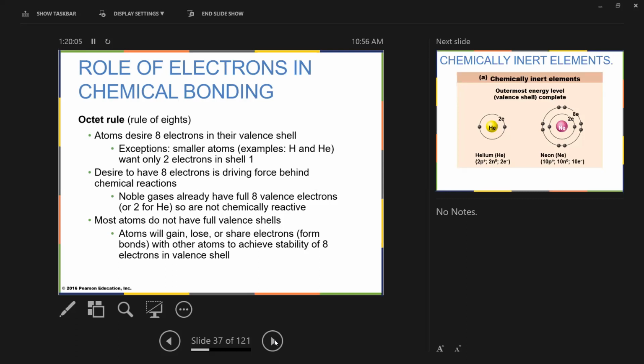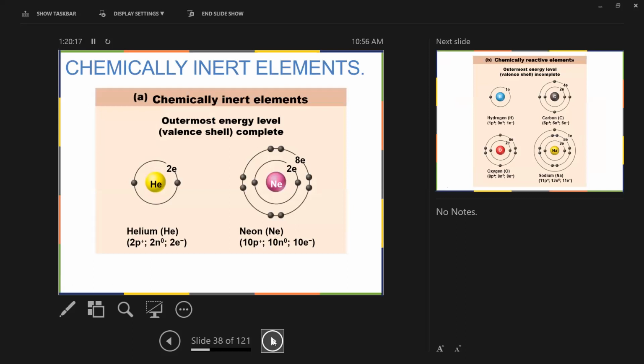The problem is that most atoms don't have a full valence shell. In fact, there are only a handful of atoms that do have a complete valence shell. Those are the ones that are considered non-reactive. Here we see helium. 2 protons, 2 electrons. Valence shell is its only shell, and it's filled up. It's stable. It's happy. Neon has atomic number of 10. 2 electrons in its first shell, 8 in its second shell. It is completely filled. It is stable, and it's happy, if it could be happy. And they don't react.